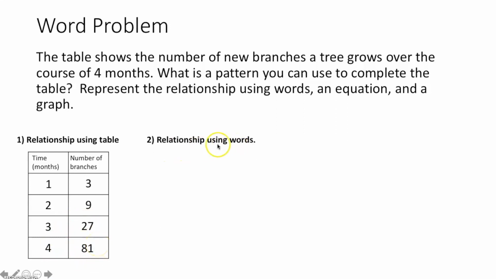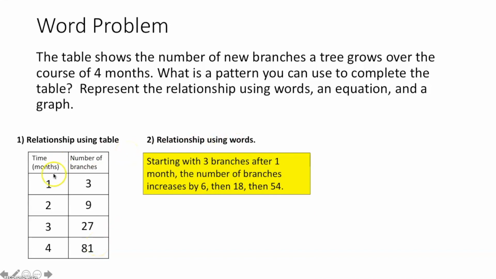Now, if we describe this relationship using words, we said as the number of months increases by 1, the number of branches increases by 6, by 18, and then by 54. Now, the relationship using an equation is going to be y equals, and how did we do this? We did whatever the number of months is, that's going to be our exponent for 3. So it was 3 to the 1st power, 3 to the 2nd power, 3 to the 3rd power, gives you your y value. So it's y equals, and it's going to be 3 to whatever the time is, to whatever our x value is. So 3 to the x power.